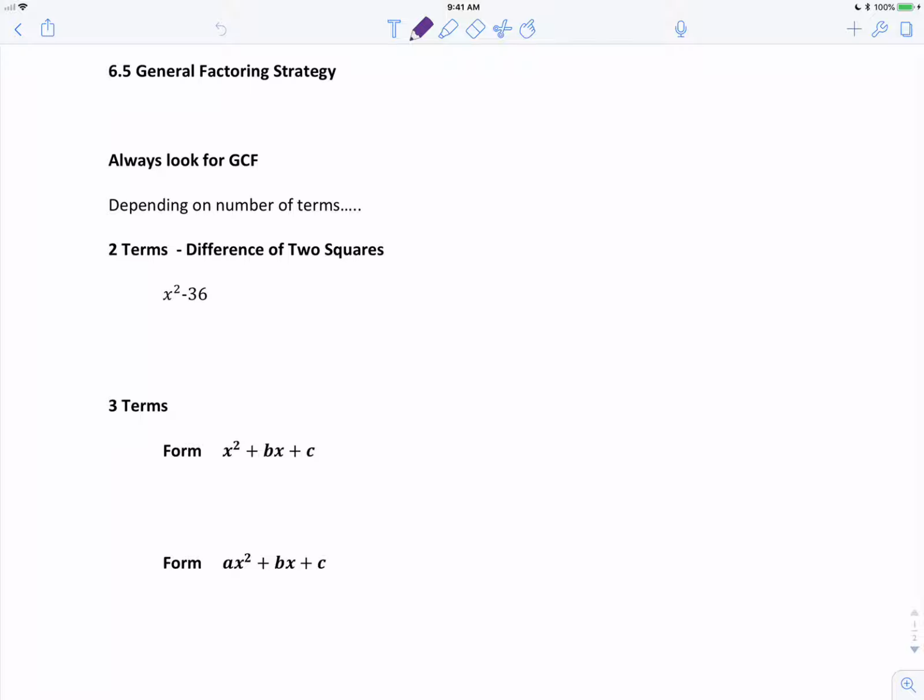Okay, so factoring is all based on what to do depending on however many terms you have. But first and foremost here, you are always, always, always going to look for that GCF, the common factor. So we always want to try our best to reduce this thing as much as possible so that we're not having to deal with bigger numbers. We just want to make it as simple as possible. So that's your first step.